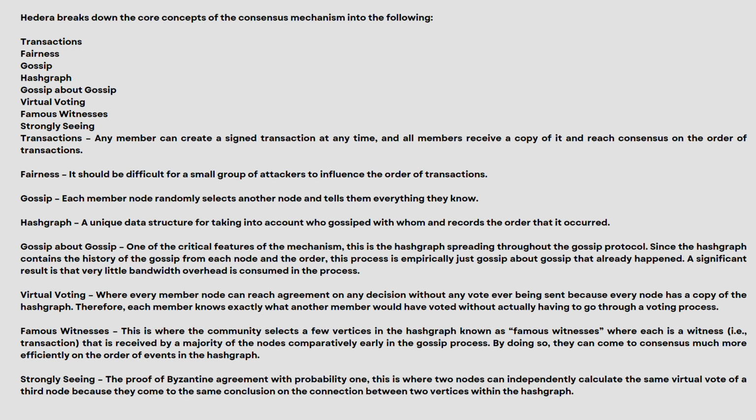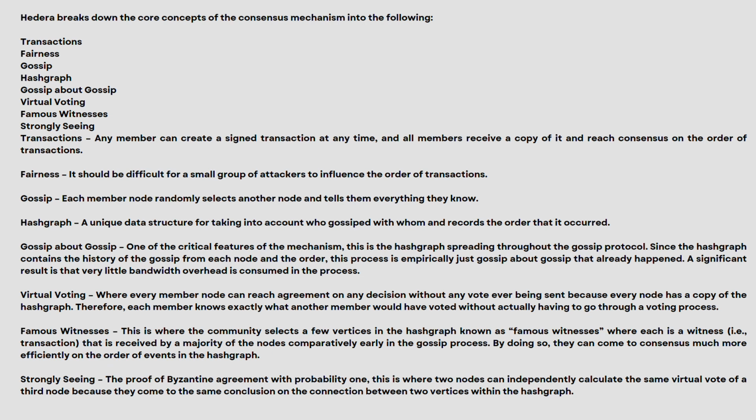Virtual voting: every member node can reach agreement on any decision without any vote ever being sent, because every node has a copy of the hash graph. Therefore, each member knows exactly what another member would have voted without actually having to go through the voting process.